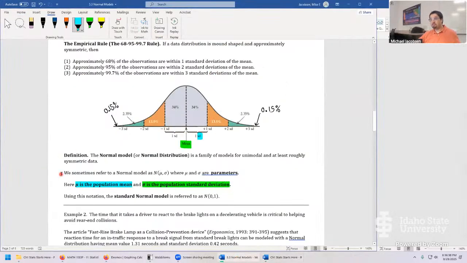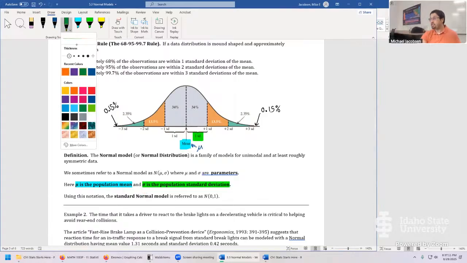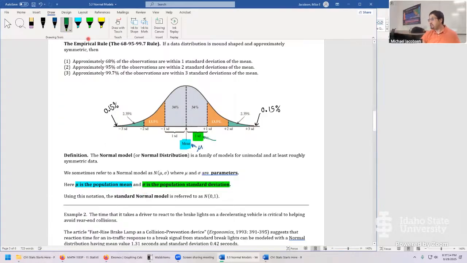Finally, it's been a while, this comes back to us. We have a normal model here that's going to sit on top of a histogram, and we'll refer to it as N(mu, sigma). But mu is just referring to the population mean. And I'm noticing I have my colors backwards. So we're going to refer to that as mu. Sigma, this is a new symbol for us as well, refers to the population standard deviation. And that's going to be the sigma value there.